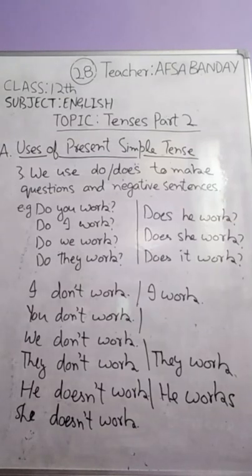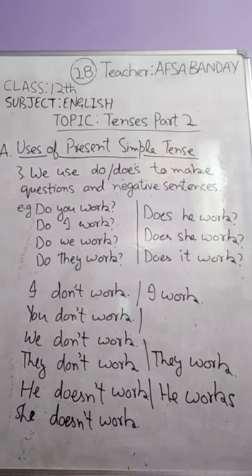Number three, we use do or does to make questions and negative sentences. Do is used with you, second person singular and plural pronoun. Do is used with I, first person singular pronoun. Do is used with we, first person plural pronoun, and do is used with they, third person plural pronoun. So we say do you work, do I work, do we work, do they work. And with third person singular pronoun, that is he, she, and it, we use does. So we say does he work, does she work, does it work.